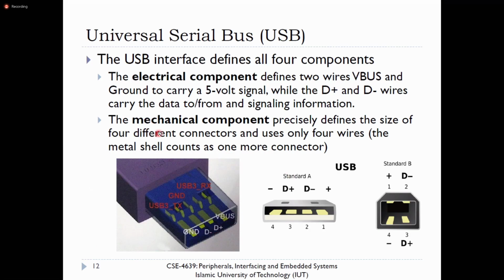And regarding the mechanical component, it precisely defines the size of the four different connectors. These are the four different connectors and they use only four wires. The wires, and the metal shell counts as one or more connected. And you see here as well, we have the D plus and D minus, V bus and ground. So this is called standard A USB. This is called standard B USB.